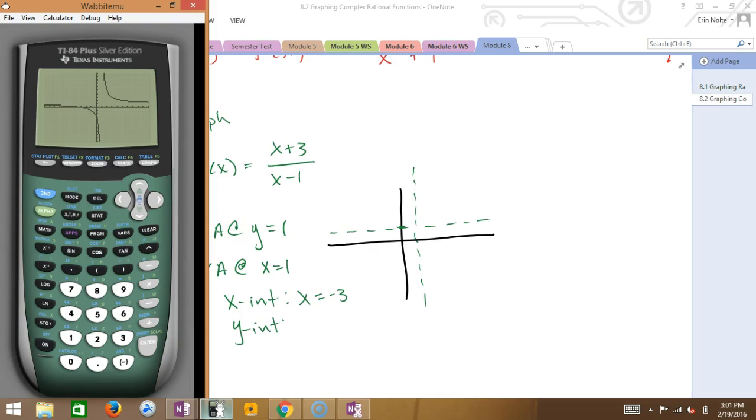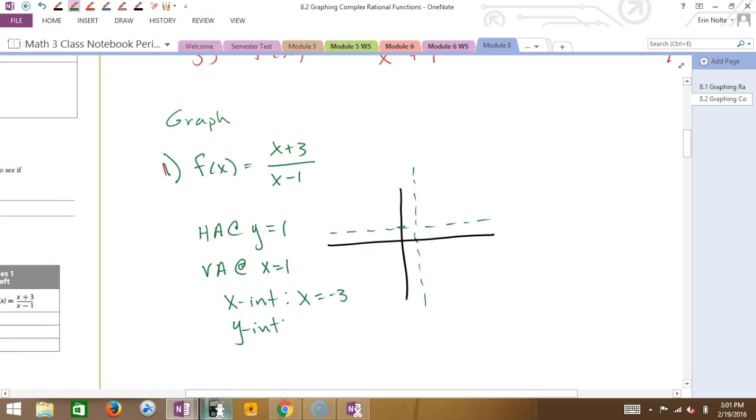So trace that. Okay, so we can go back to the function and just put a 0 into both of my x's. And we can probably do this mentally, I assume, yes? 0 plus 3 is 3, and 0 minus 1 is -1. So 3 divided by -1 is -3. Okay. So maybe a little hint in your notes. How do you find the y-intercept? Plug 0 into the x.